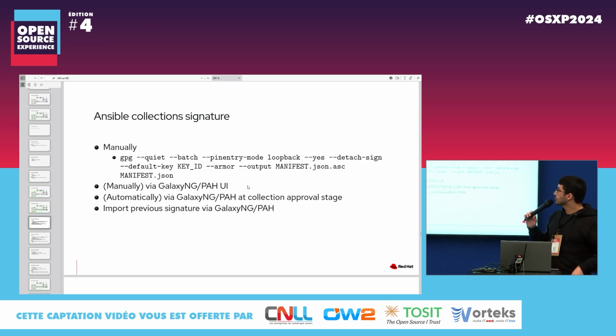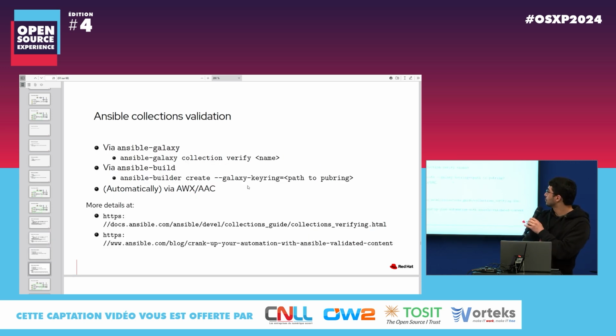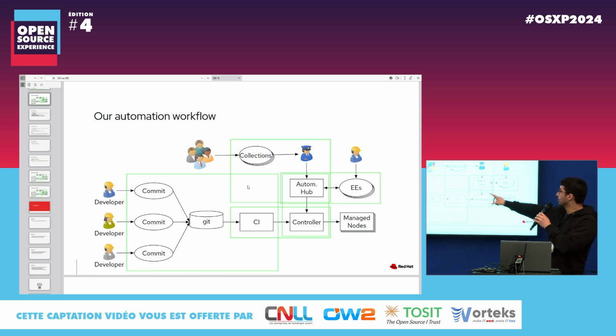So we can also put signature on Ansible collections, and this can be done in multiple ways, either manually or automatically on Galaxy NG. And also very interesting, the fact that you can also import a signature on Galaxy NG that arrives from another source. So you can create a chain of trust. And also you can validate them on AWX as well as manually. So if we do those steps, what we get is we secure the collections going here as well as the collections that get imported into the execution environments.